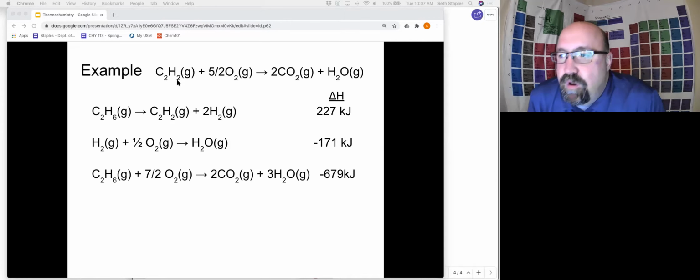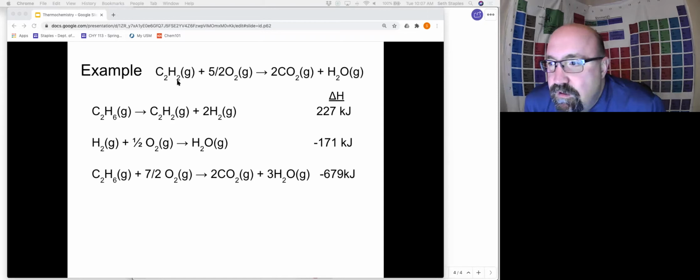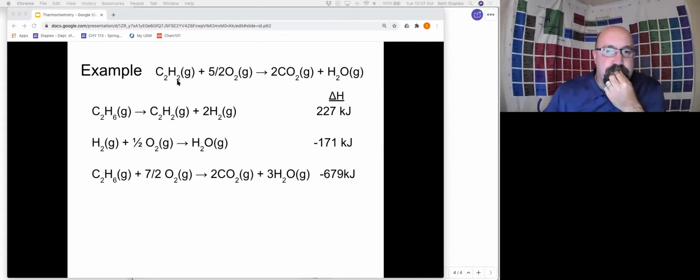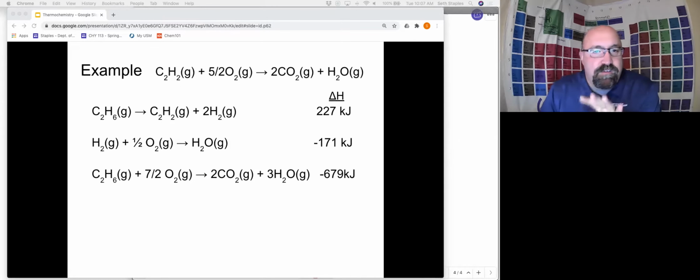We also notice something that might not be quite as obvious as you're just looking at this to start out. If we look at our numbers of O2 that we're going to need, we can see that we're going to want 5/2 O2 in our target equation. Let's just take a look at where O2 is in our given equations. We have O2 as a reactant here and as a reactant here. Those are the only places that O2 is showing up in our given equations.